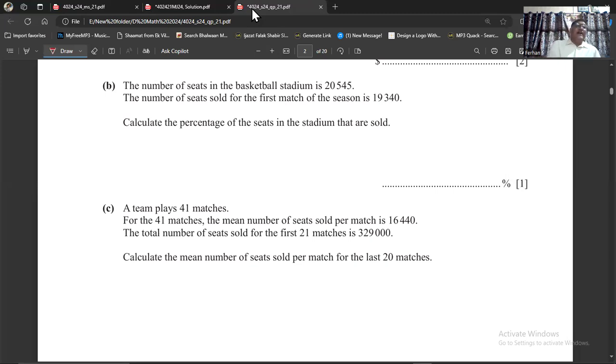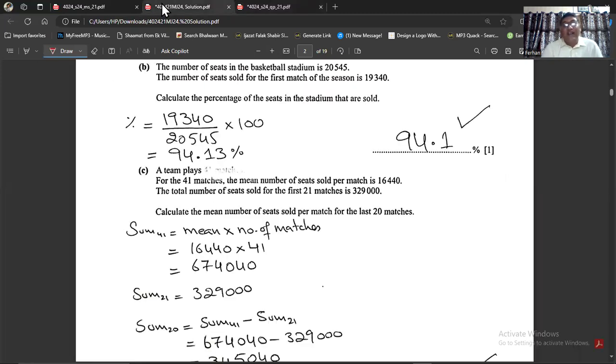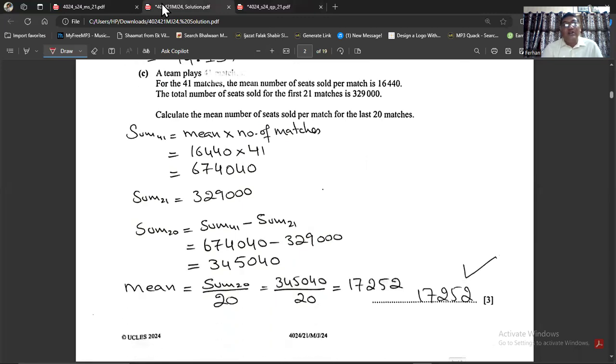Then we know that for the 21 matches, the total number of the seats is 329,000. Okay, sorry, I said 3,209,000 earlier, it is 329,000. So from the sum of the 41 matches, I will subtract the sum of the seats for the 21 matches, and the remainder will be the sum of the seats for the 20 matches. Then I will divide those seats by 20, and I will find the mean for the 20 matches.